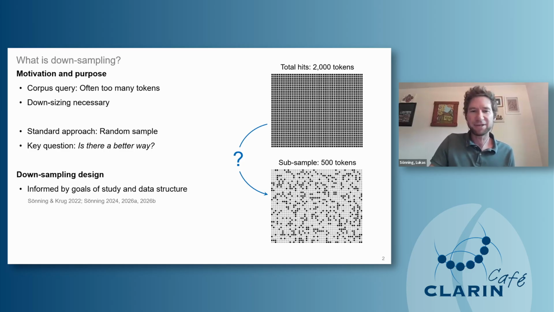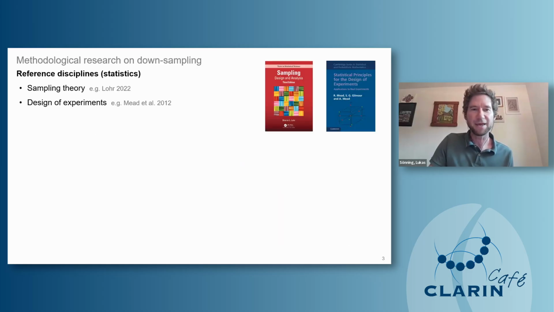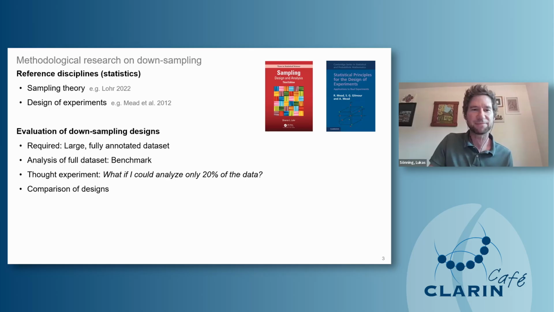And a downsampling design is usually a custom plan for a particular set of data that's informed by the goals of the study and the structure of the data. There are two main statistical disciplines this work draws on. It's sampling theory and the design of experiments, and usually elements from both find their way into a downsampling scheme.